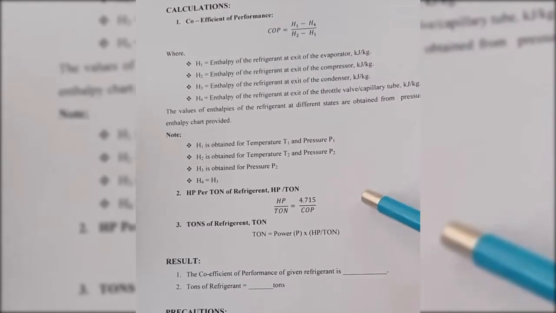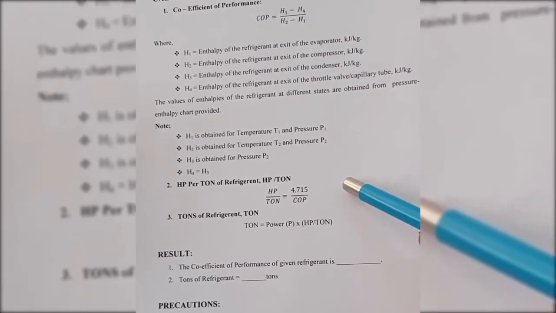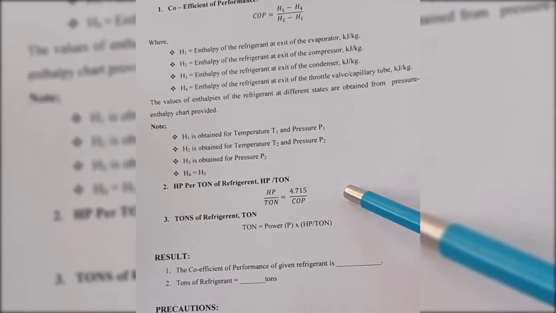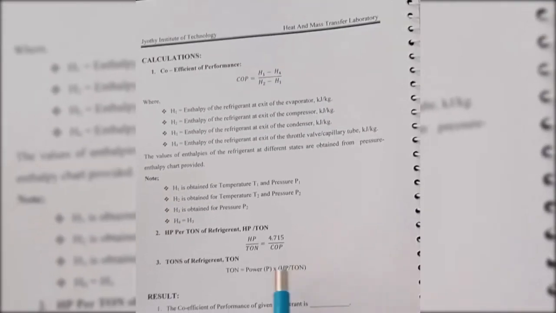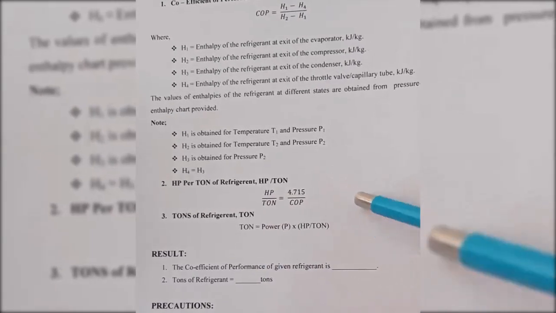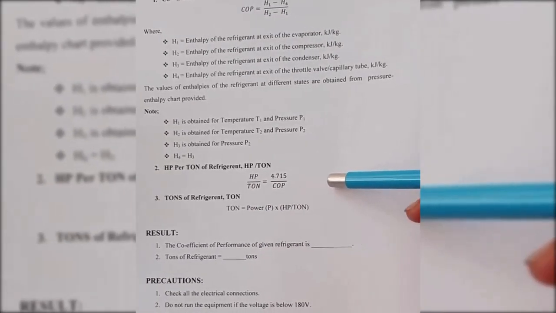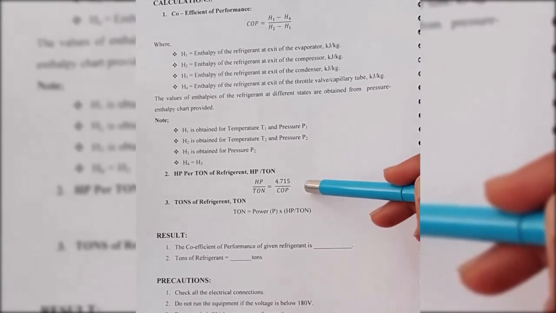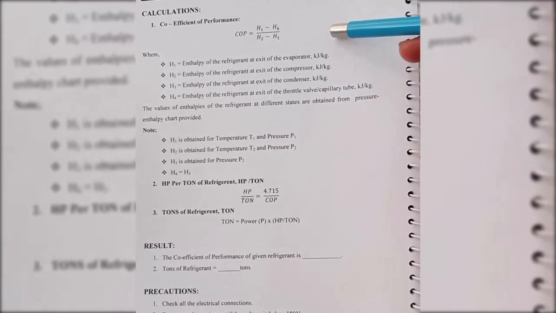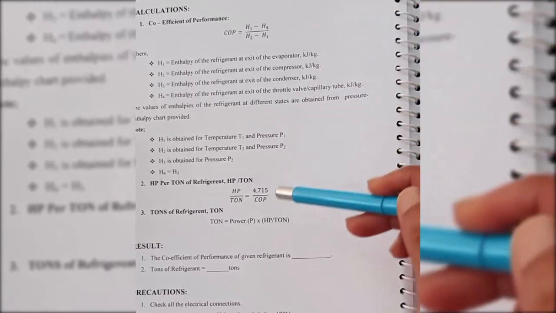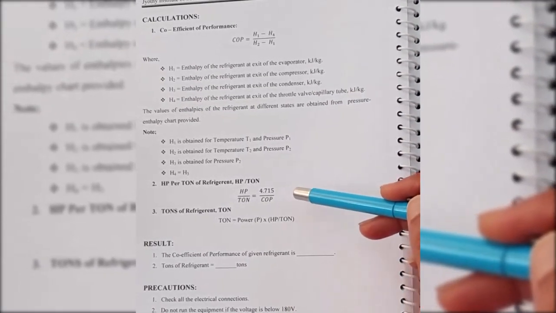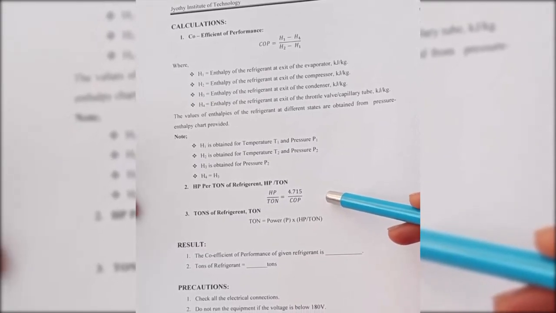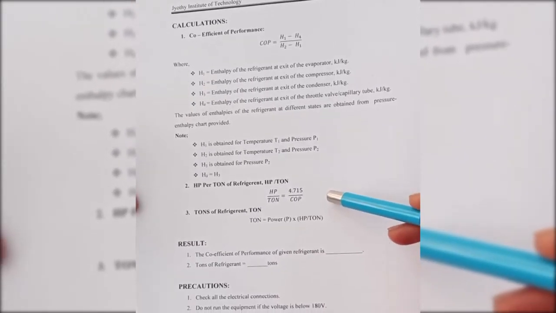Again, we have to find out the amount of work input for extracting a ton of refrigeration. That is HP per ton, and we have a simple thumb rule equation: 4.715 divided by COP. By substituting the value of COP obtained earlier, we get the amount of power that has to be supplied to convert water to 1 ton of ice in 24 hours.